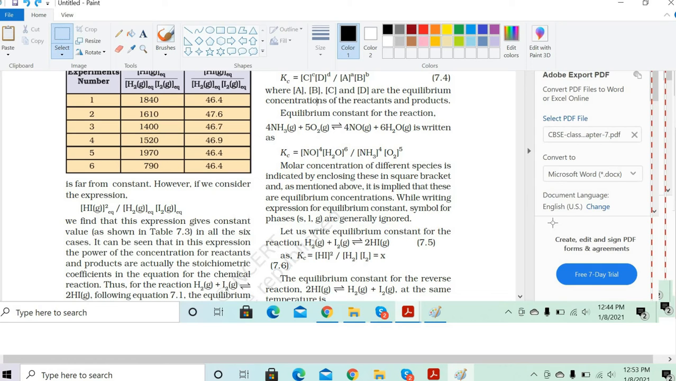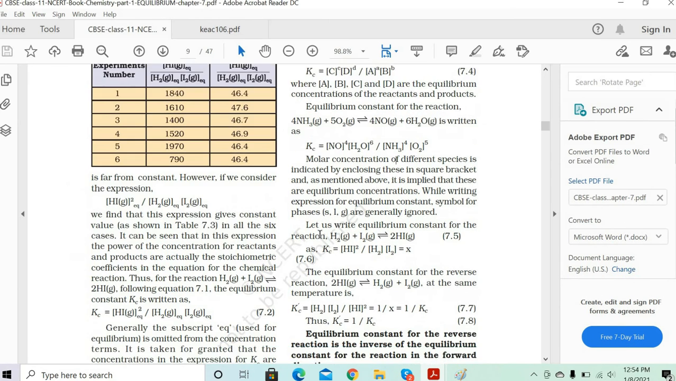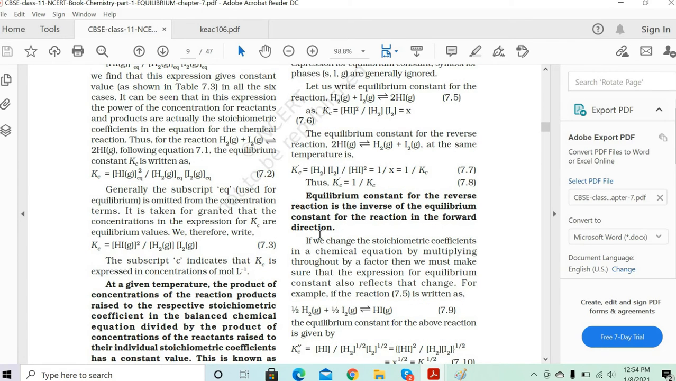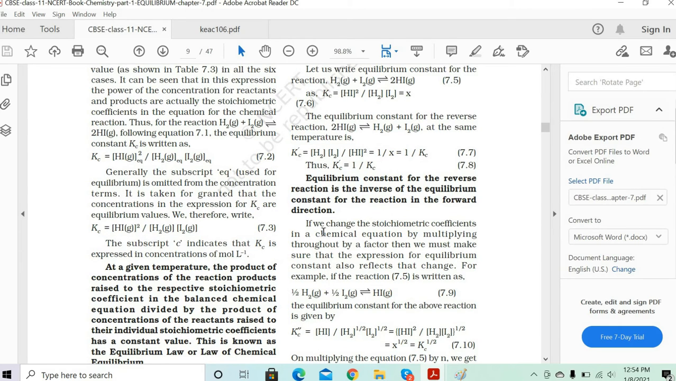All the number of moles will go as a power. Got it, no? Clear? Good, excellent. Now for the reverse process, what will happen? The equilibrium constant of the reverse reaction will be the inverse of the equilibrium constant of the reaction in the forward direction, isn't it?